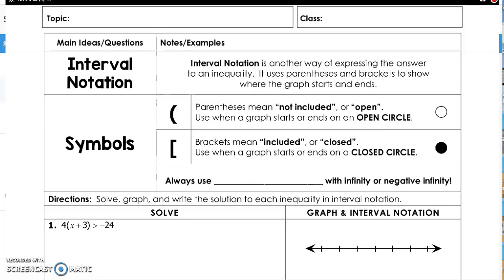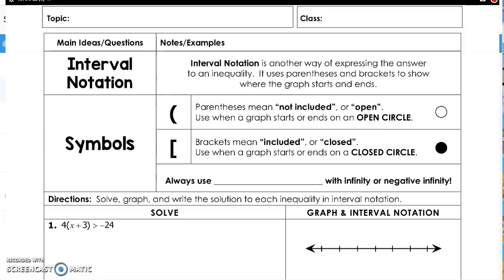On page 217 and 218, we are going to solve multi-step inequalities. So this is the same as what we did with equations, only remember you need to flip the inequality sign when you multiply or divide by a negative. So you'll see that when we go throughout here. We're also going to write our answers a little bit differently.